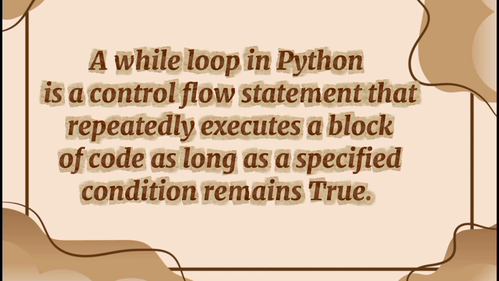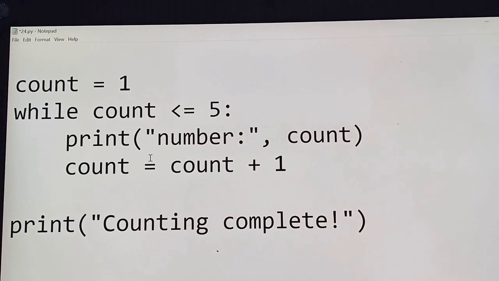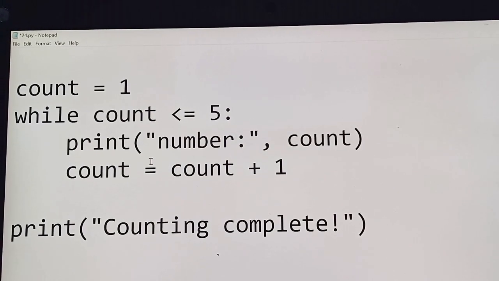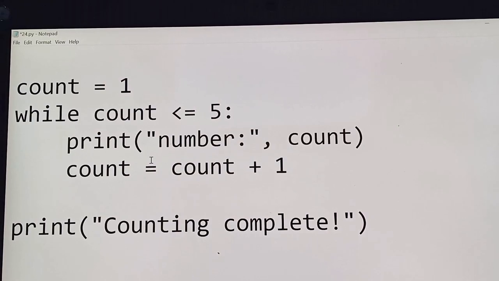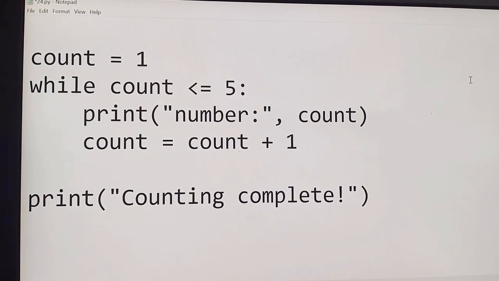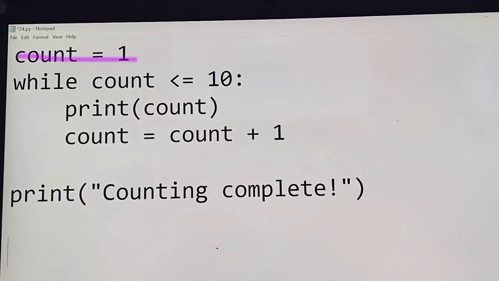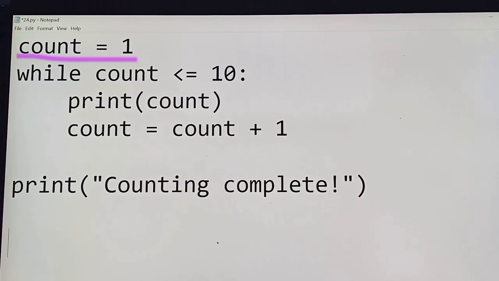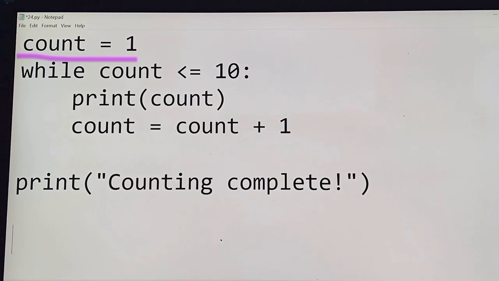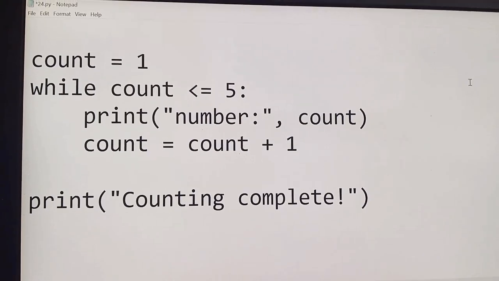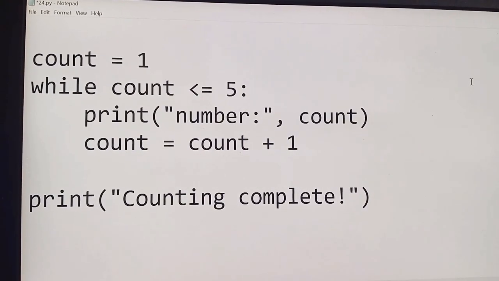So here is an example of a while loop. Let's write a simple program that counts from 1 to 5. We'll use a while loop to do this. First, we need to set up a starting point. We'll create a variable called count and give it a starting value of 1. This is our starting line. The loop will use this variable to keep track of where it is.